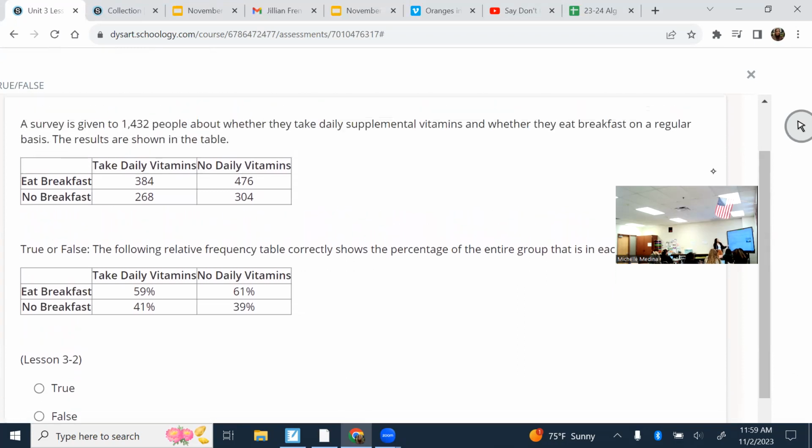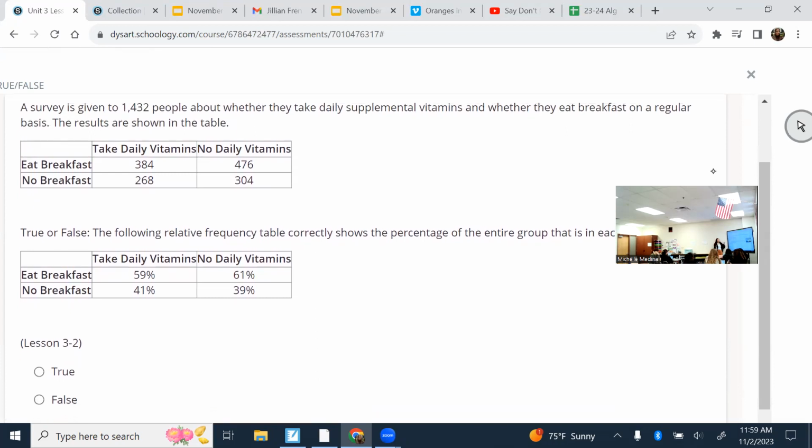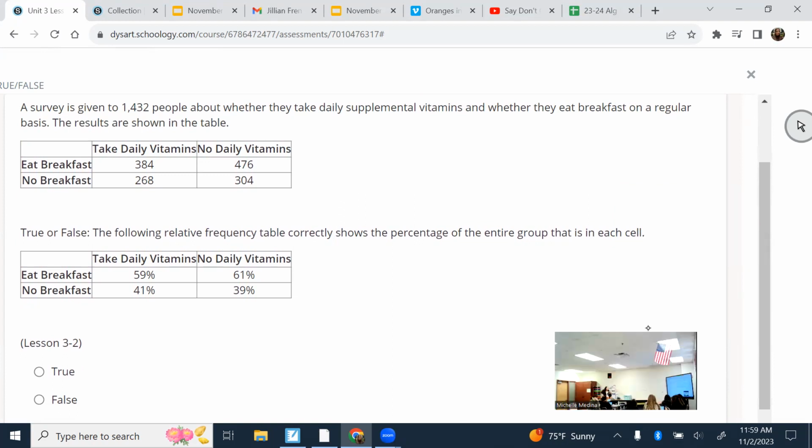Okay. So what I think it's asking is of the entire group surveyed. They didn't say of the entire group who takes vitamins, of the entire group who eats breakfast. Like they didn't say any details like that. They just said of the entire group. So we have to go back to how many people were surveyed. All right, so the total people surveyed was 1,432.